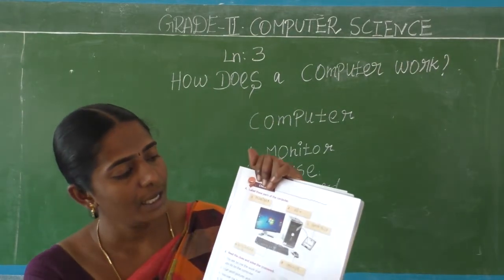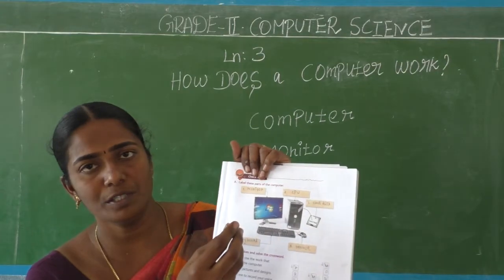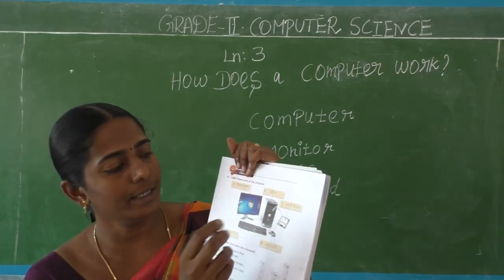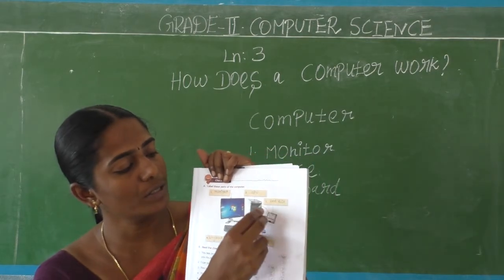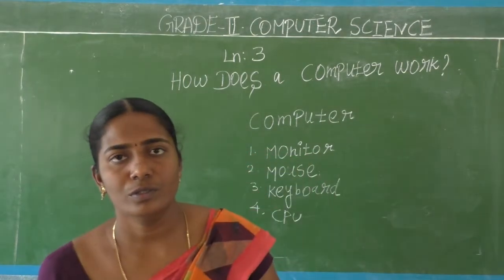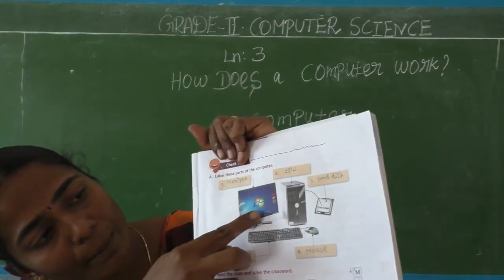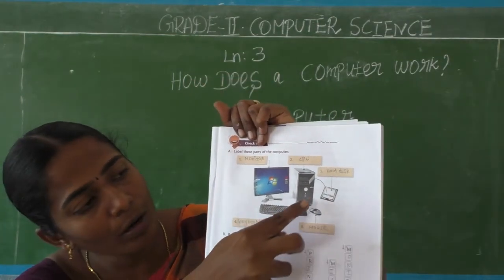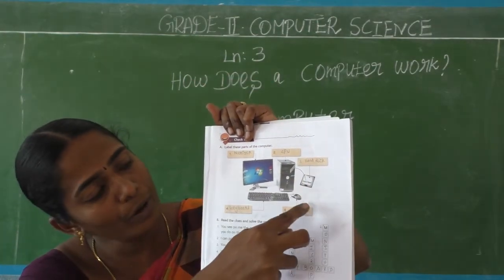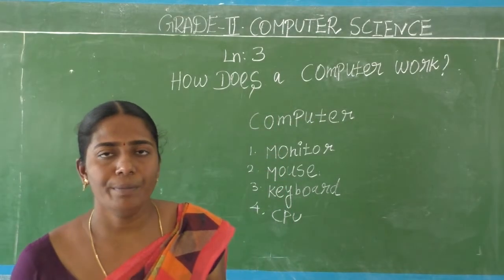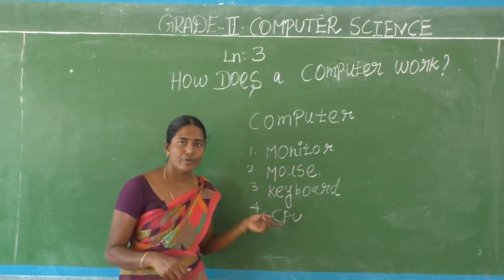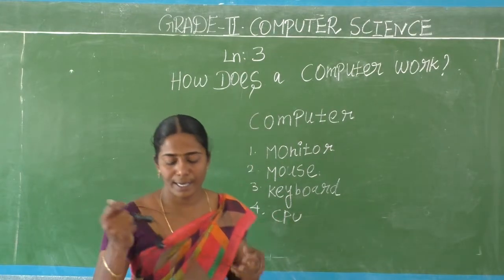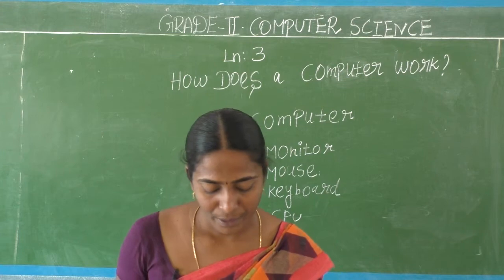So, okay children, tell me once again. What is this picture name? This one, monitor. Keyboard. Mouse. CPU. So, how many main parts? Four main parts.